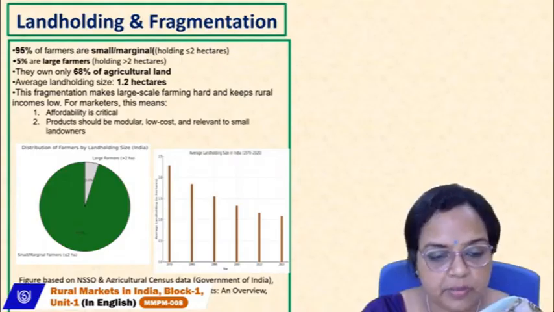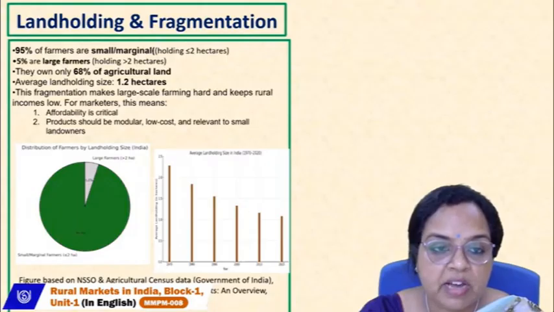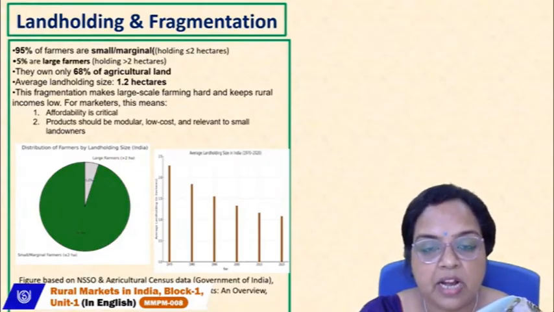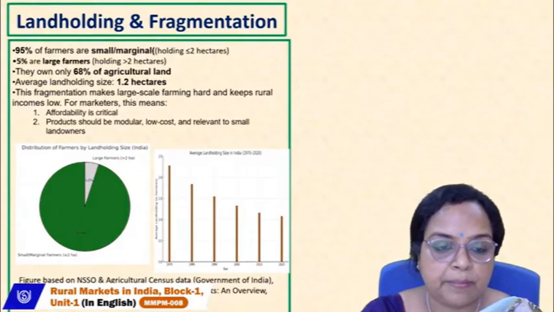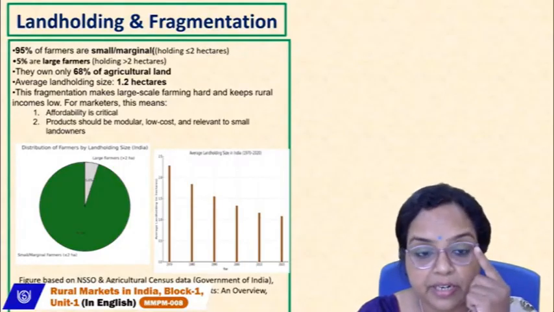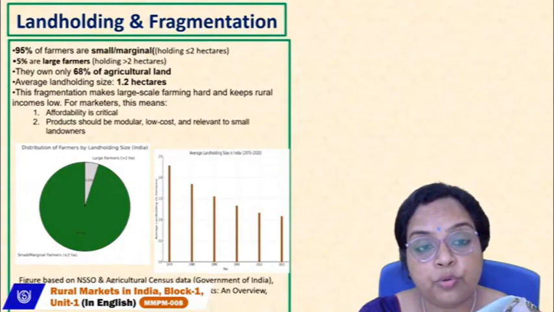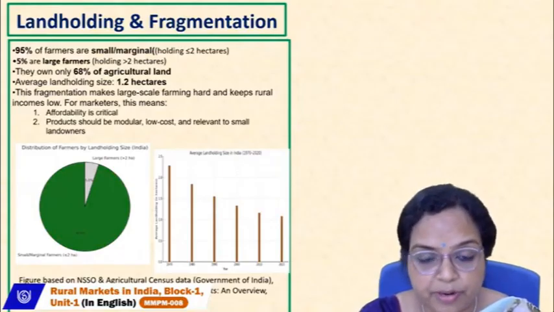Pictures are given: there is a pie chart and a histogram. This fragmentation makes large-scale farming hard and keeps rural incomes low. This shows that in the year 1970, the land holding was almost 2.2 hectares per farmer.